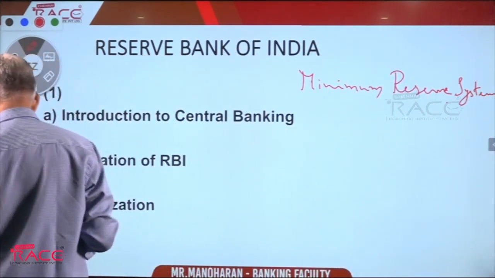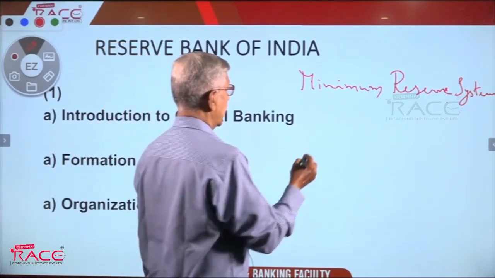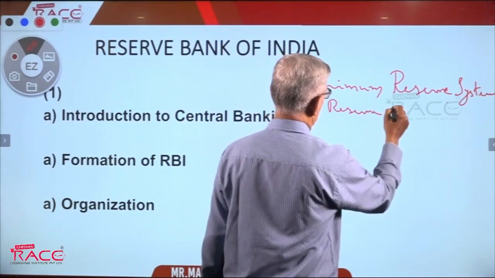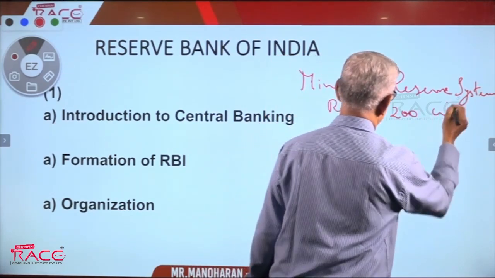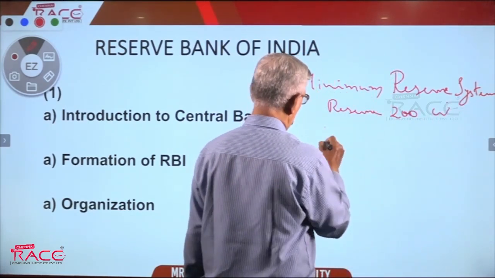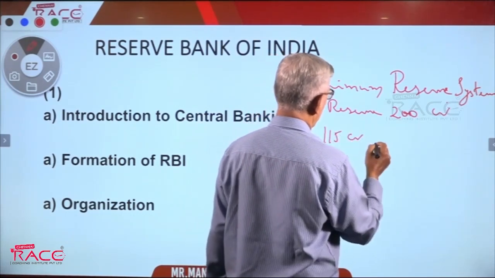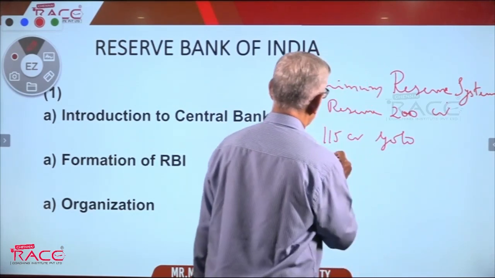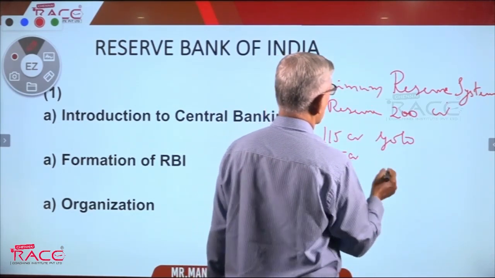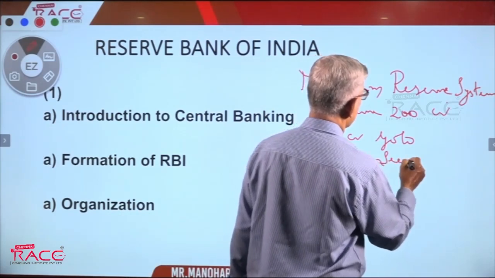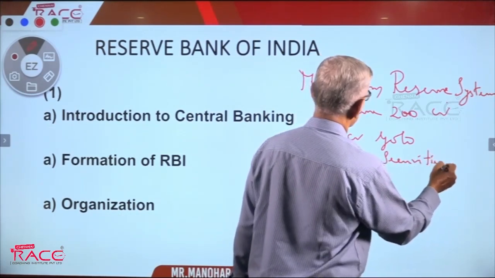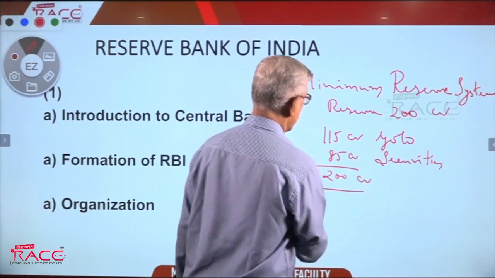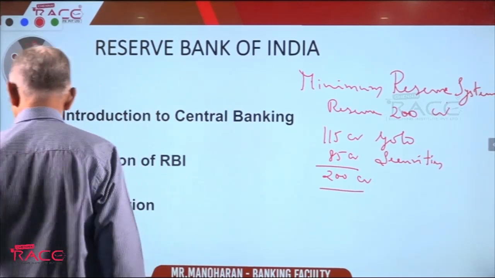According to the RBI Act, we have to maintain a reserve of 200 crores, of which 115 crores will be in gold and 85 crores securities. Total 200 crores. It's minimum reserve system.